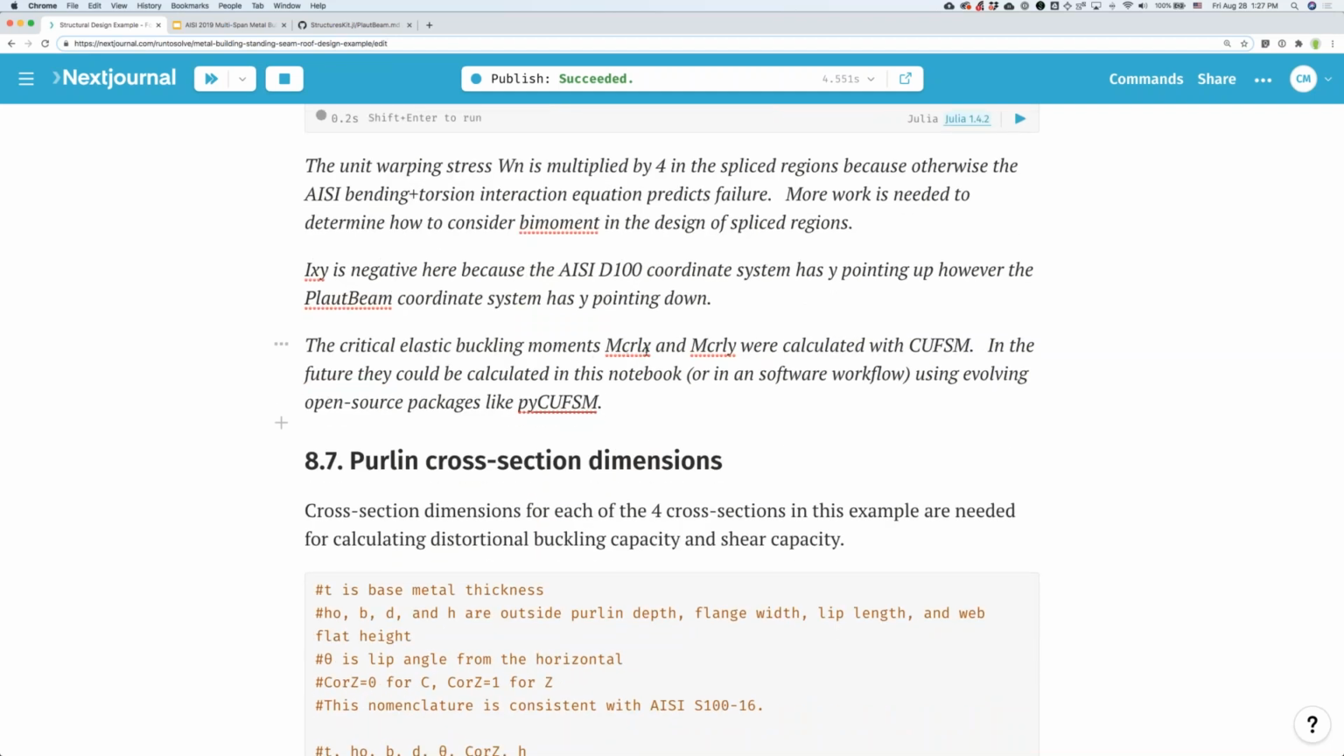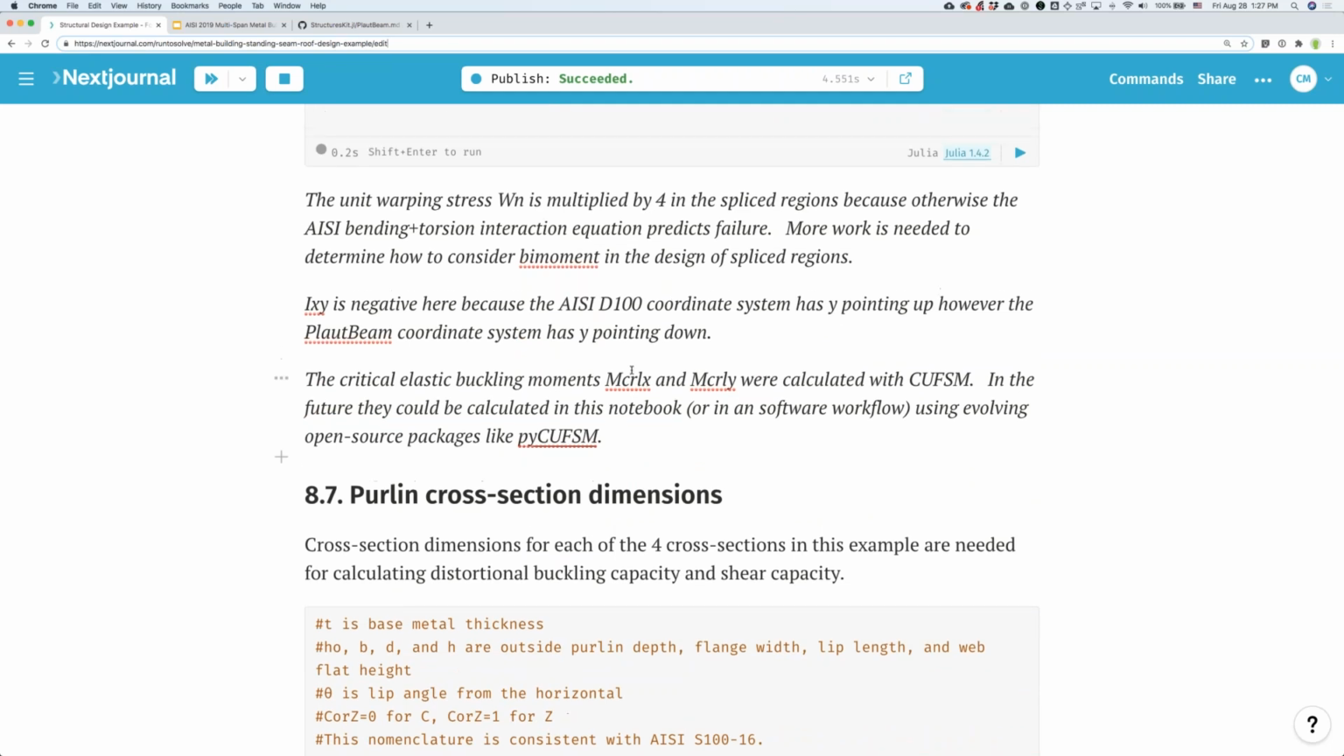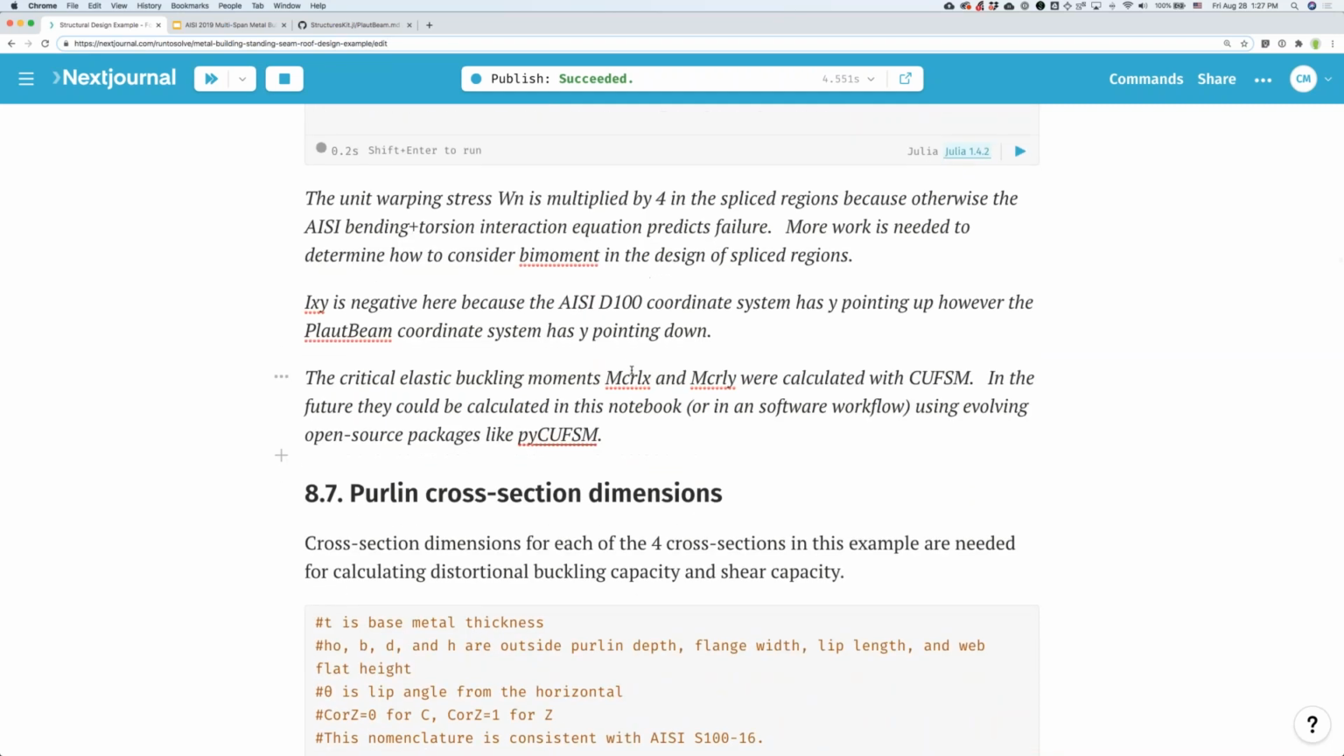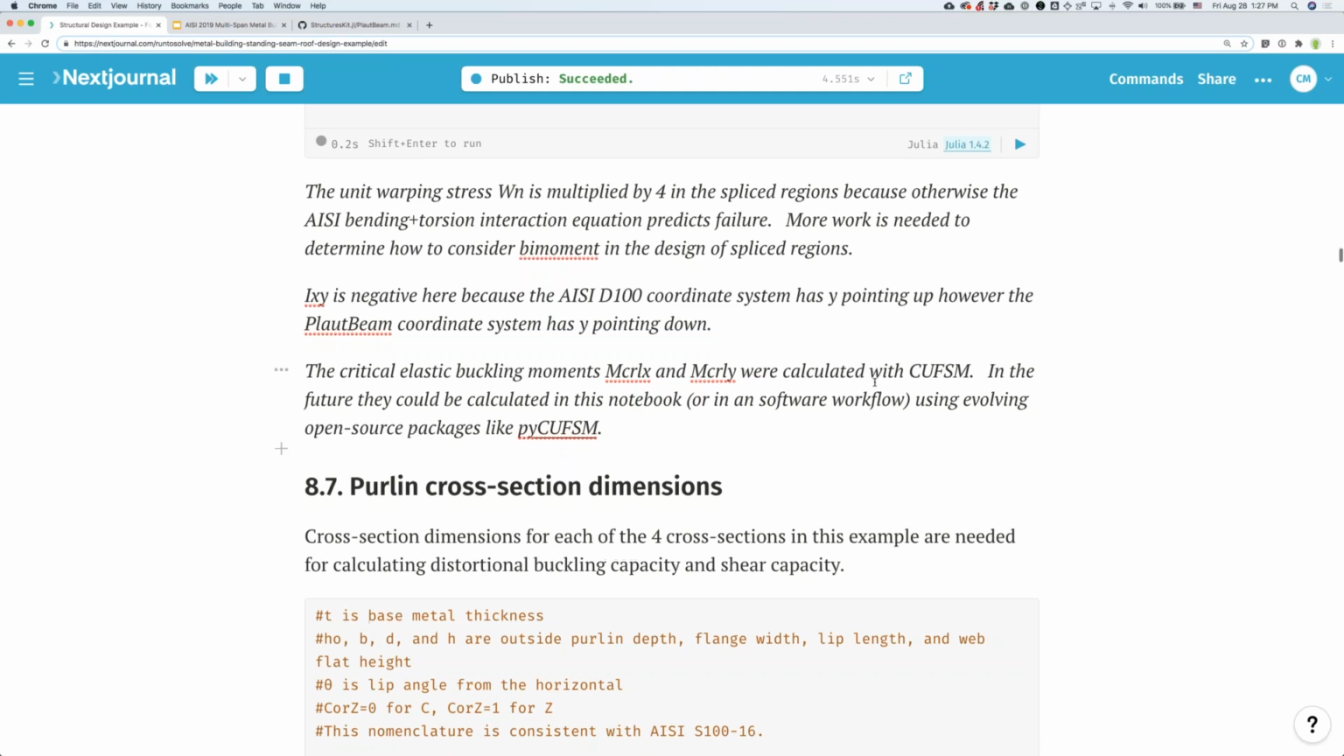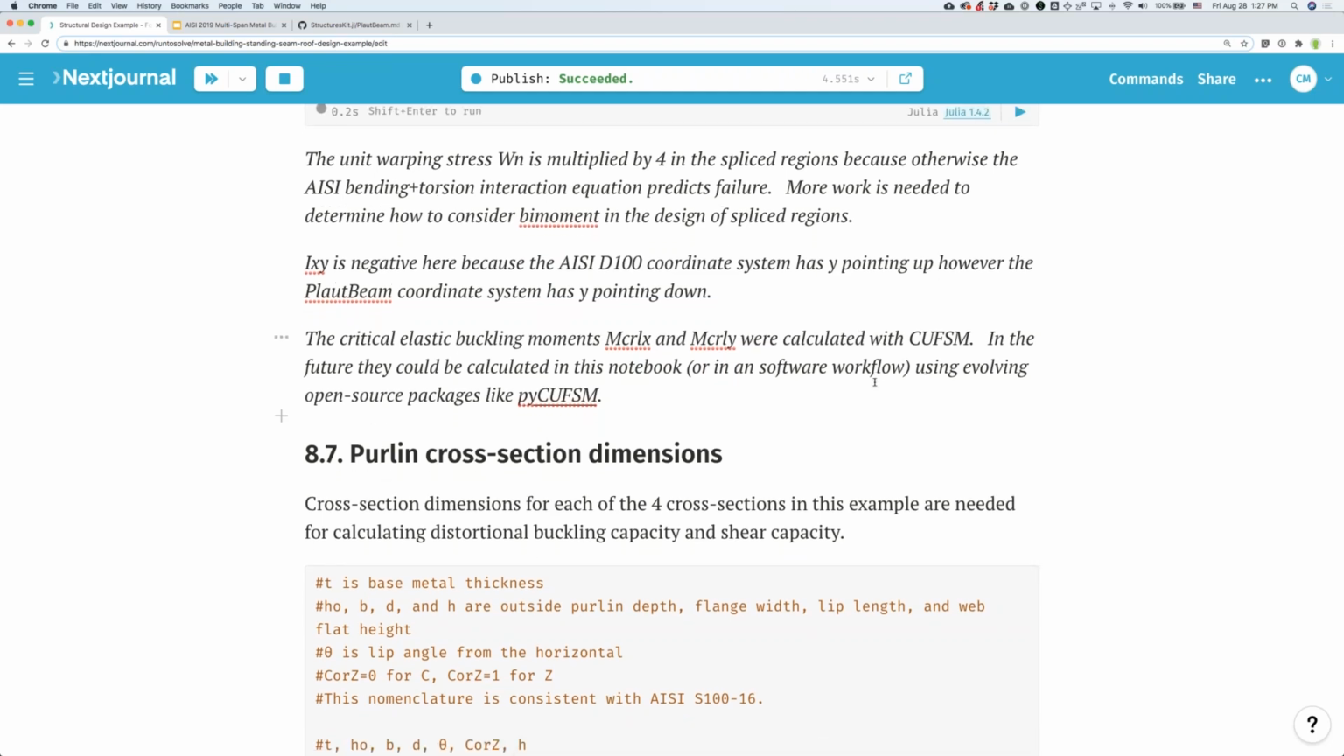The critical elastic buckling moments. So I'll just discuss this for a second. I calculated these outside of this workbook in CUFSM, which is an elastic buckling finite strip program that's freely available. If you just Google it, you'll find it. So in the future, in this type of software workflow, we could calculate that, and there are some evolving open source packages like PyCUFSM, which is a Python version of CUFSM. I decided not to include it here because it was going to add another level of complexity, especially mingling 2 languages. So then we would have Python and Julia in this notebook, and that would make things a little complicated. But for sure, local buckling could be calculated in this automated workflow.